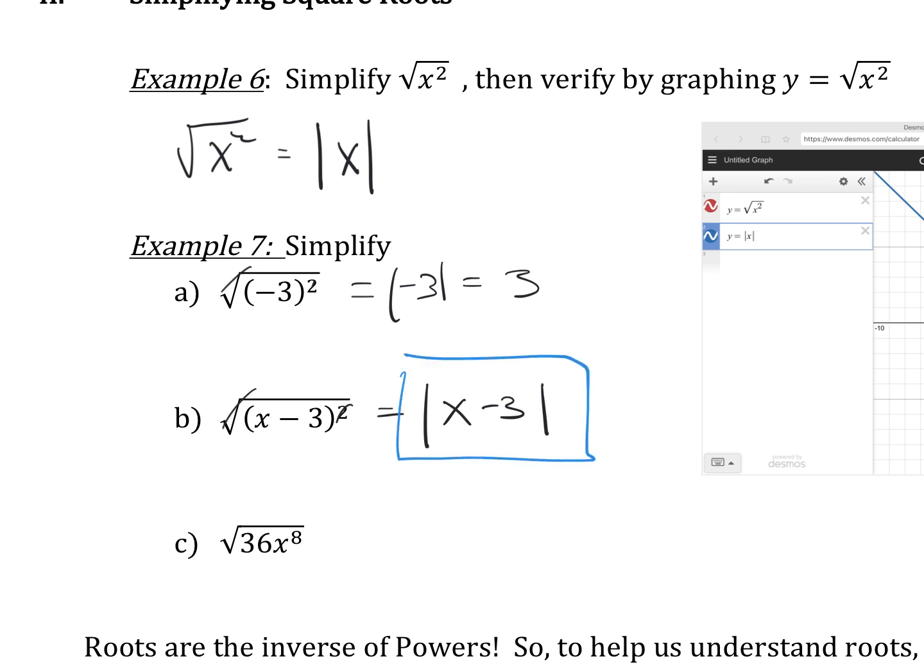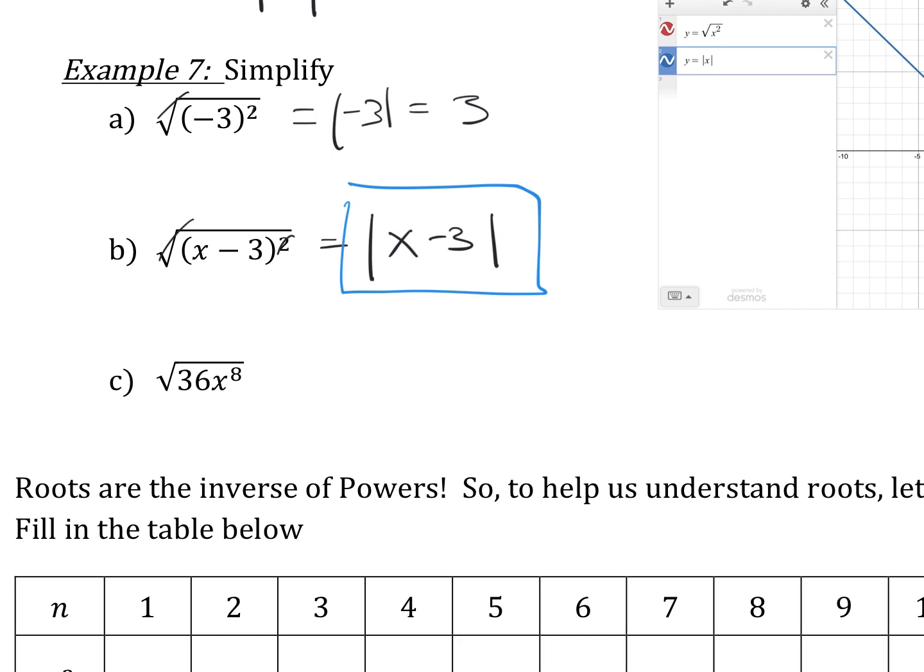Okay, so when we have a variable in here, we'll have to put the absolute value because I don't know what x is. And so whatever x is, I could figure out the square root of that squared by throwing absolute values around it. Okay, now, what if we have the square root of 36x to the 8th?